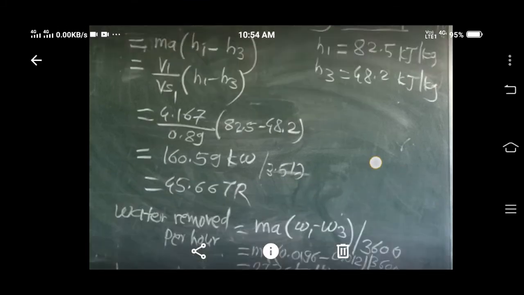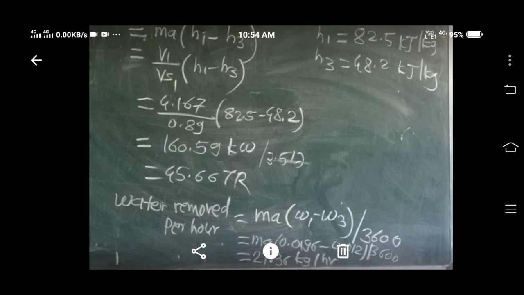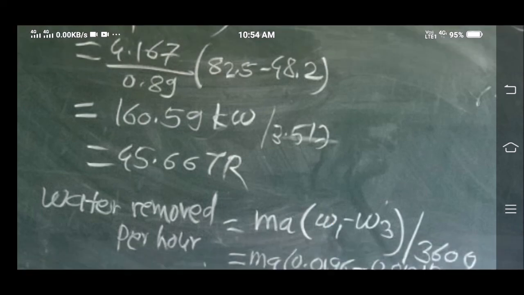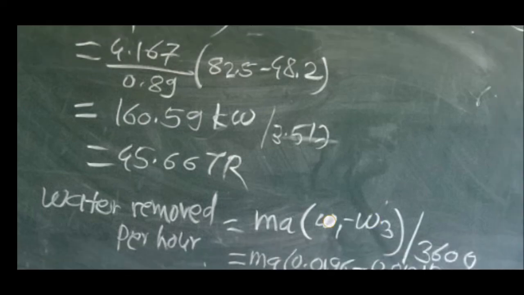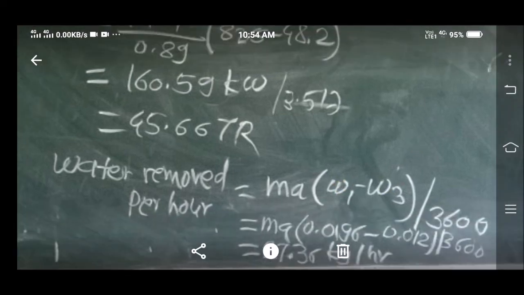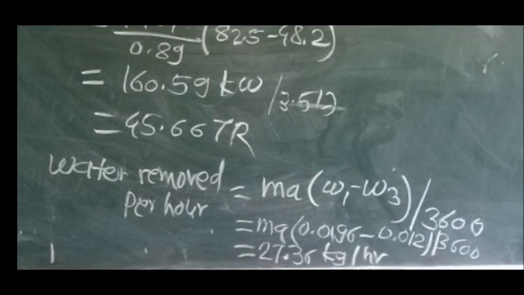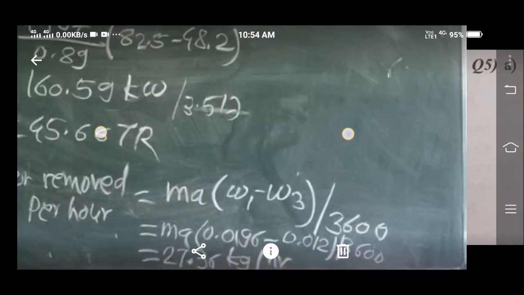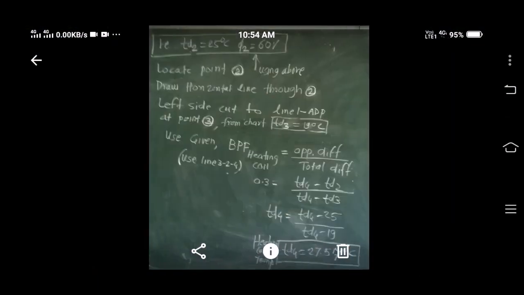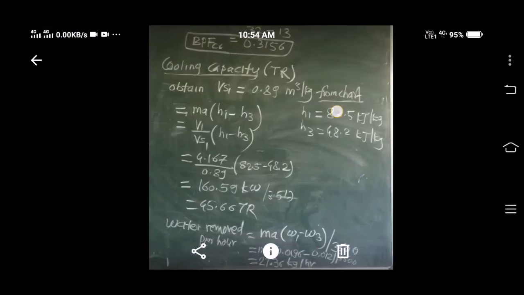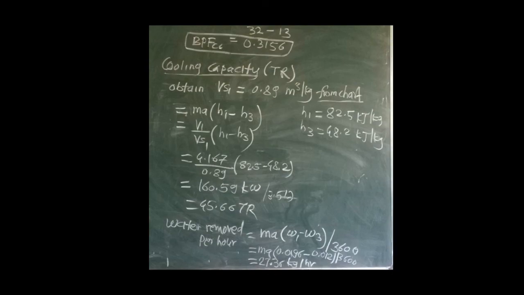Now the last is water removed during the cooling process. So how to obtain? We take 1 and 3 corresponding specific humidity values W1 and W3 from the chart. We write here the MA value already we calculated, divided by 3600. Why? Because we convert that into per hour, so kilogram per hour, water removed per hour. So in this way we can solve the various problems based on this by using psychrometric chart. Thank you.